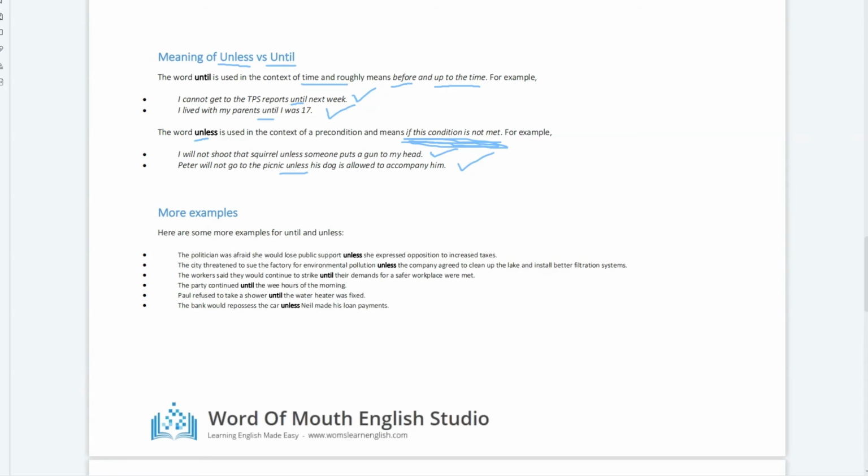Now here are some more examples of how the words unless and until are used. The politician was afraid she would lose public support unless she expressed opposition to increased taxes. The city threatened to sue the factory for environmental pollution unless the company agreed to clean up the lake and install better filtration systems. Here we're clearly talking about a condition. The workers said they would continue to strike until the demands for a safer workplace were met. And here we're talking about time limitations, or a limitation that is roughly happening before a time and ends up finishing at a particular time.